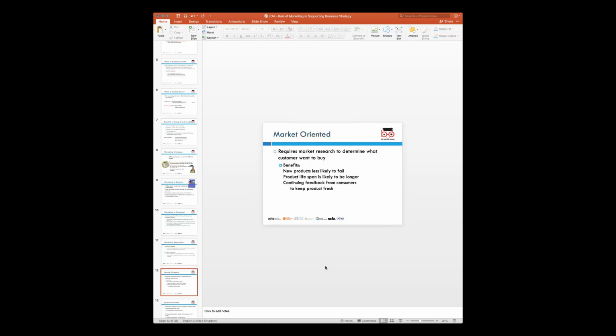So here, a market-oriented approach requires a lot of market research, because it is based on the fact that the company needs to produce products which are less likely to fail. That means they are more based on customer and consumer preferences, and the product lifespan is likely to be longer, because they always see continuous feedback from consumers to be able to keep refreshing the product.